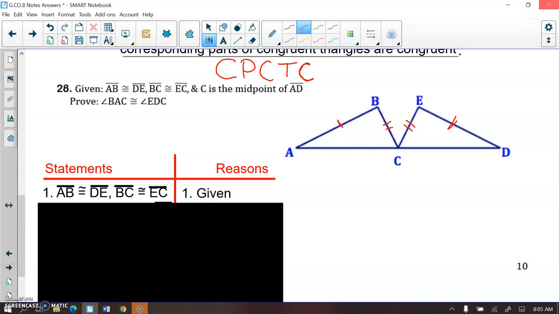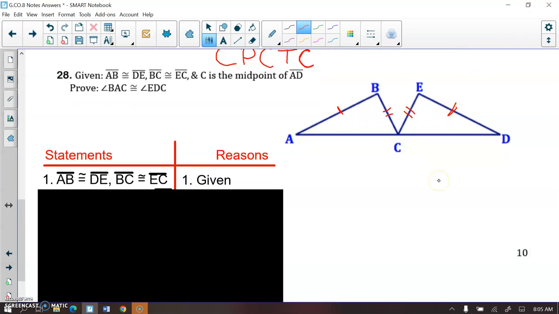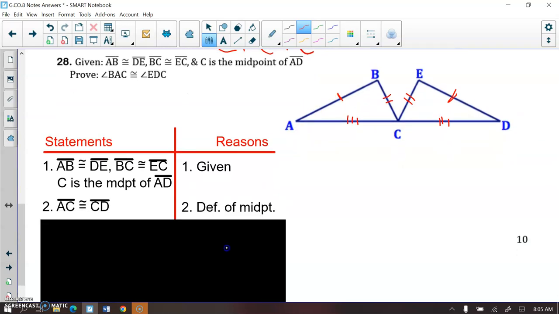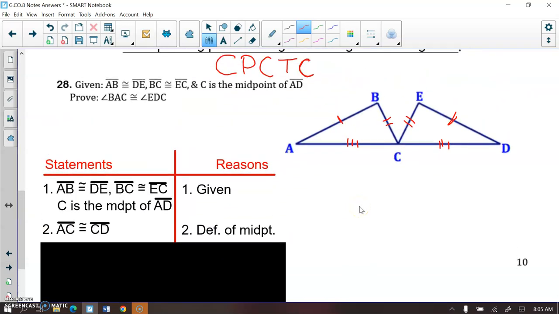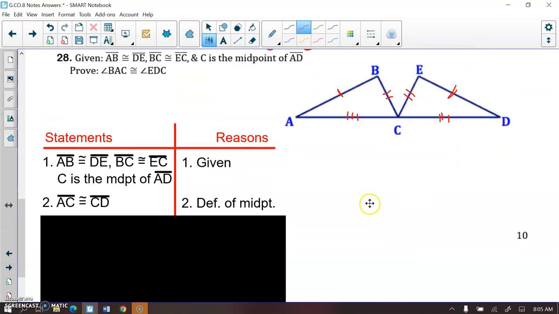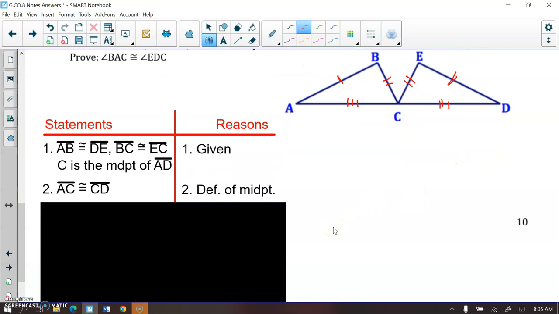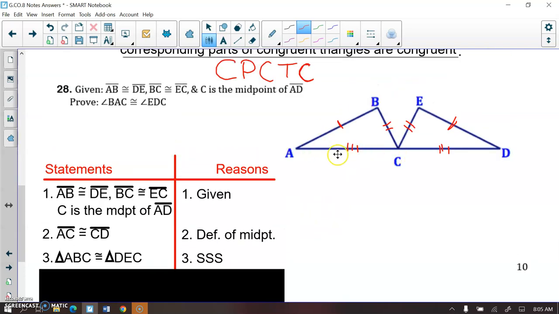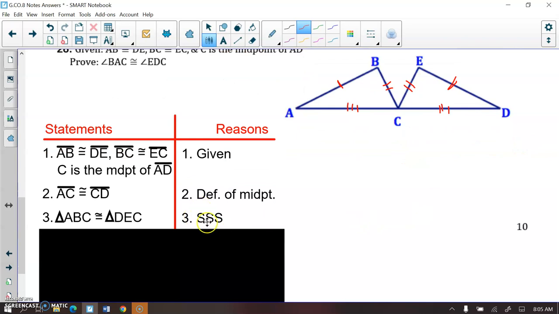So remember, we need three things congruent before we can state the triangles are congruent. We also were given that C is the midpoint of AD. If C is the midpoint of AD, that means that AC and DC are congruent, but we do need to state that in our proof, and that's by the definition of a midpoint. Now I have three parts on each of my triangles congruent to each other, so I can go ahead and say that these triangles are congruent, but I need to be careful of the order. If I say triangle ABC, then I need to say triangle DEC. That's the correct order, and that's by SSS.